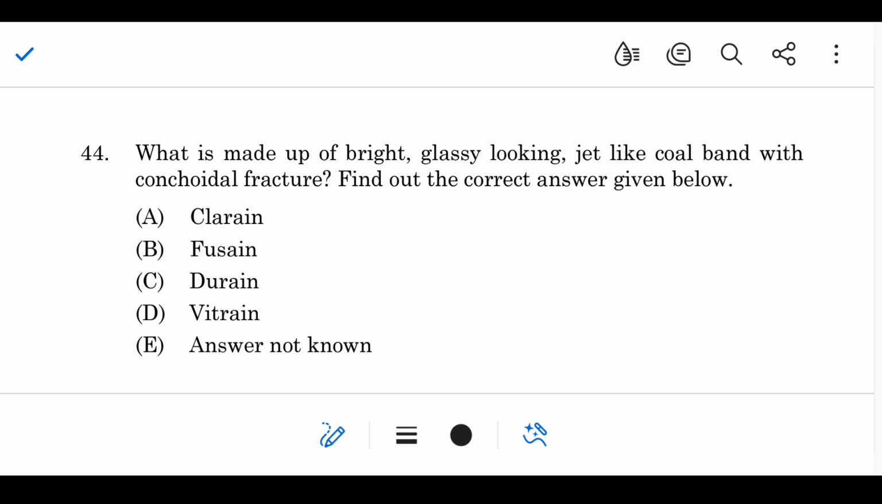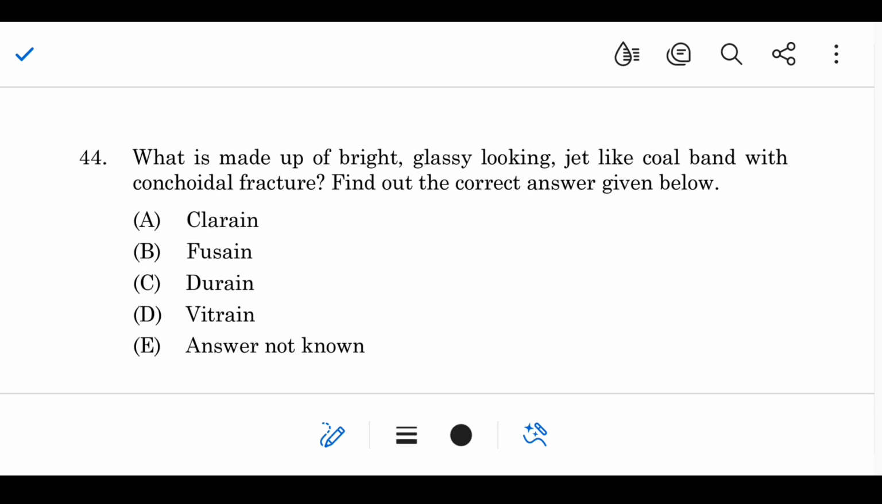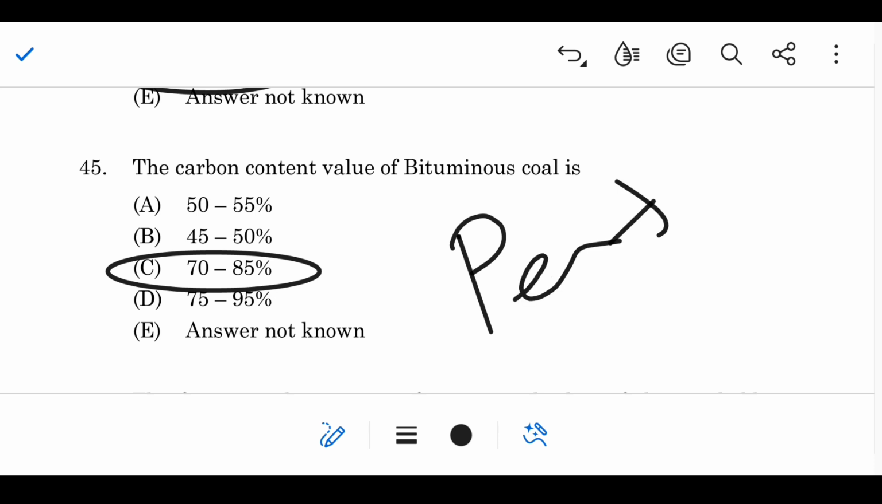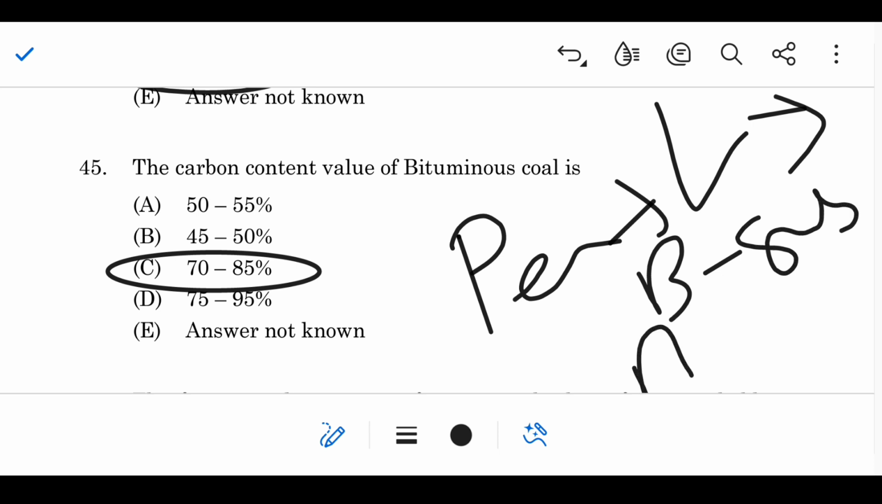What is made up of bright glassy, jet-like coal band with conchoidal fracture? Find out the correct answer. Glassy, so vitrinite. Answer D is the correct answer. Carbon content value of bituminous coal is nearly 70 to 85%. We have to divide coal in the formation order: peat to lignite to bituminous to subbituminous to anthracite coal.